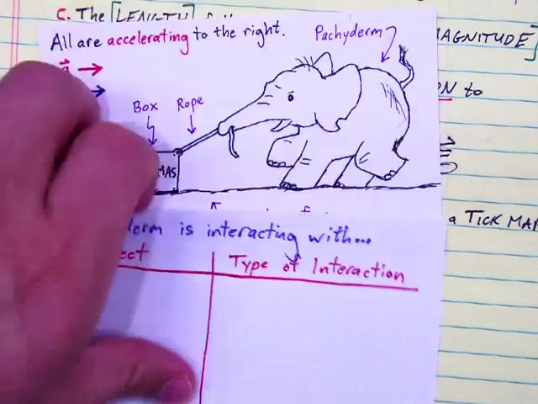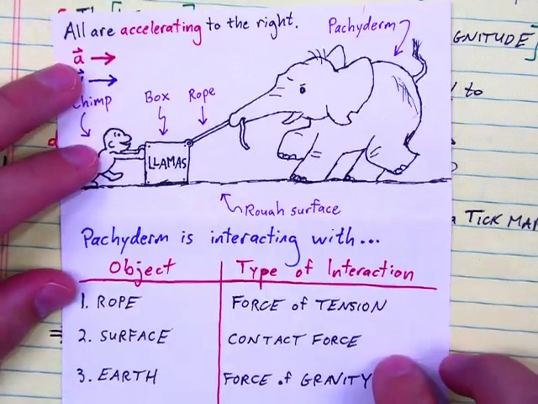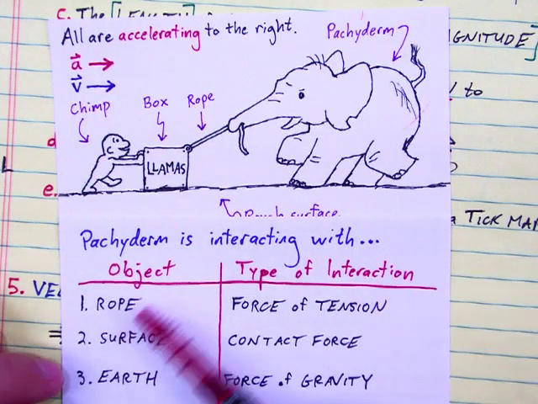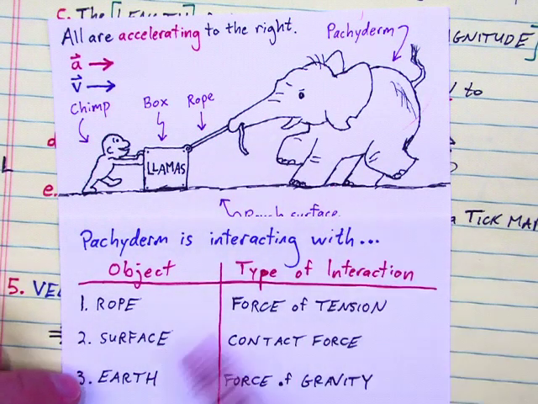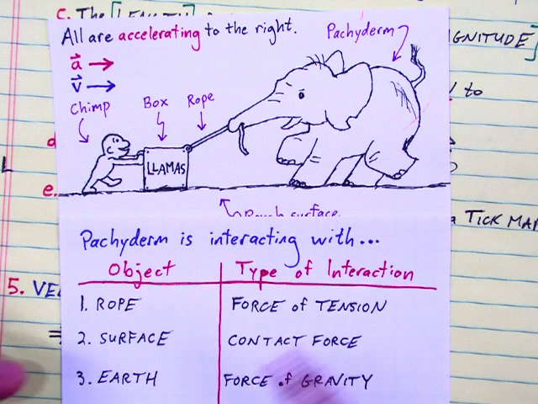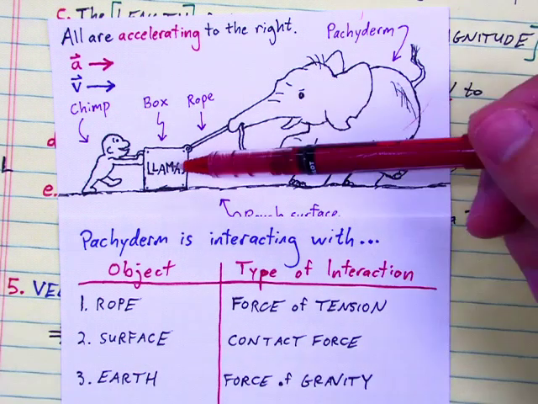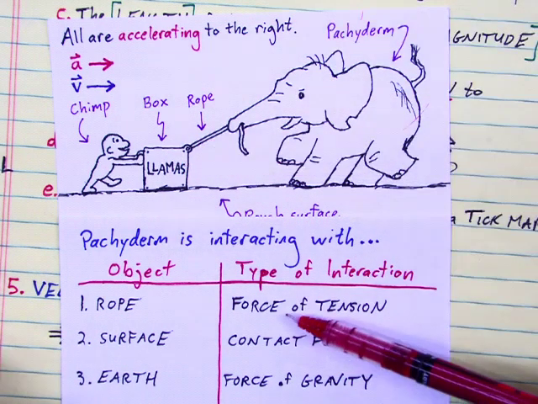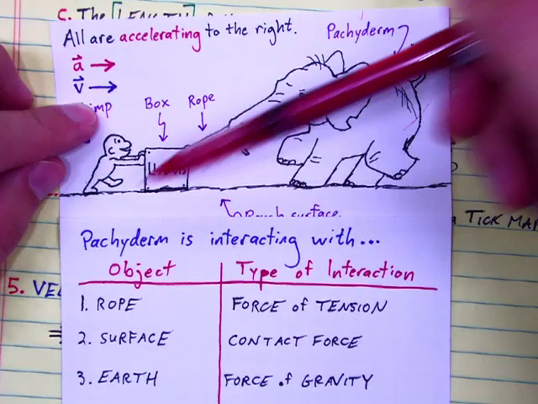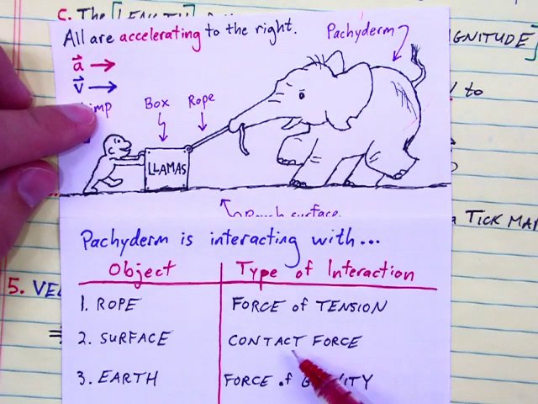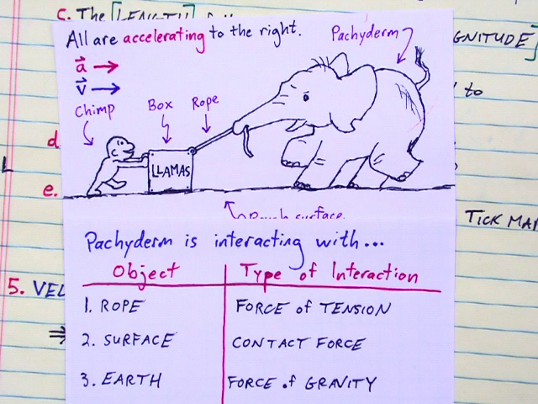Ready? I count 3 objects the pachyderm is interacting with: the rope that it's touching, the surface that's touching, and the planet Earth pulling down on it. The pachyderm is not directly interacting with the box. So there's that tension pulling this way on the pachyderm, the contact force from the surface, and our force of gravity. Now draw a free body diagram for the pachyderm.